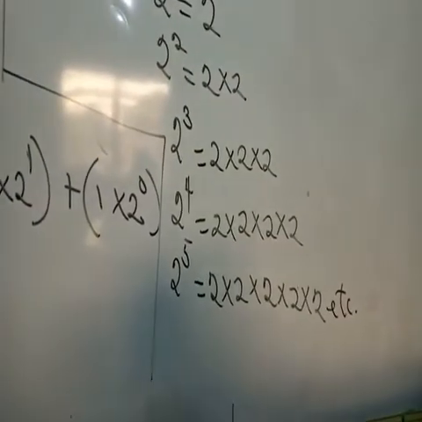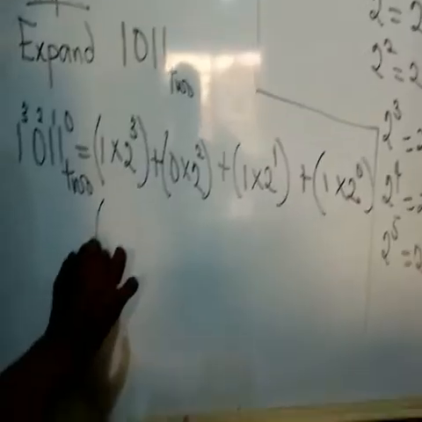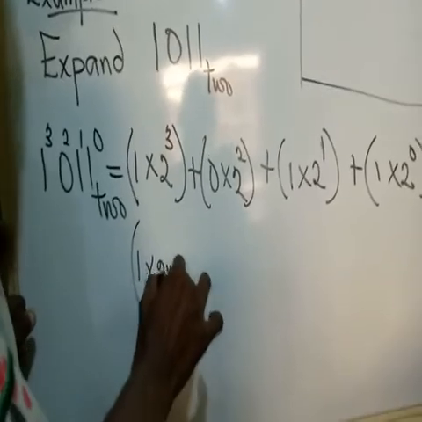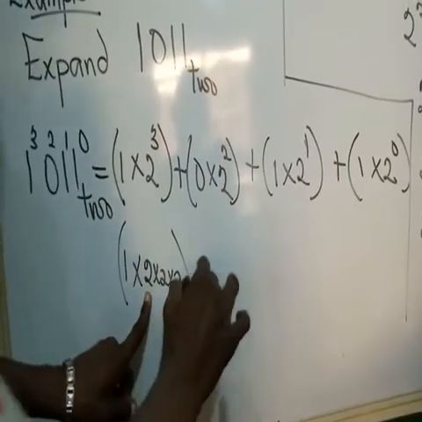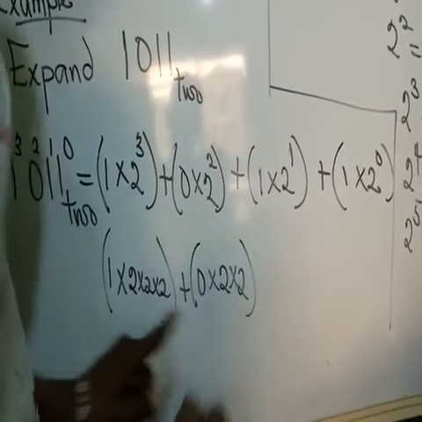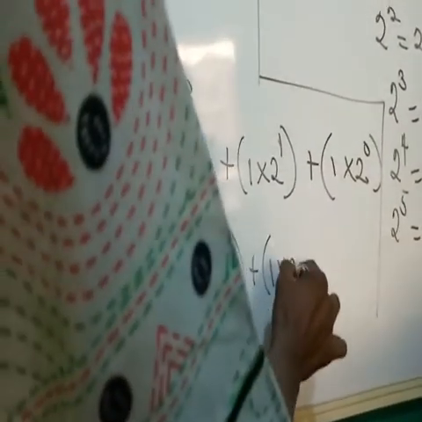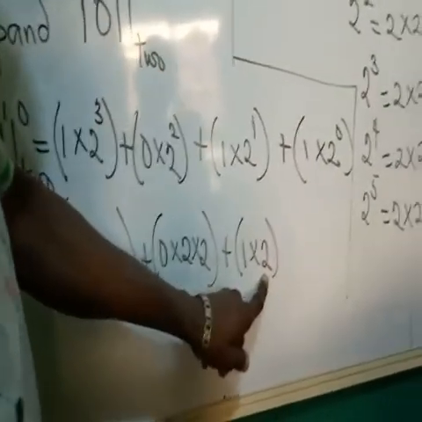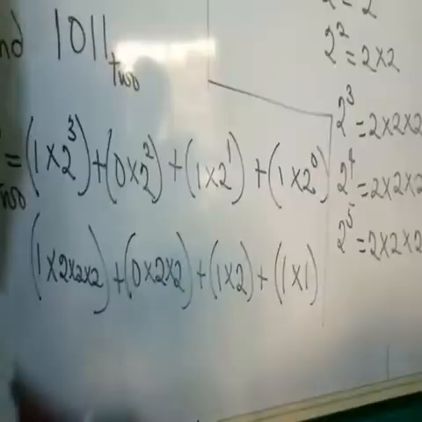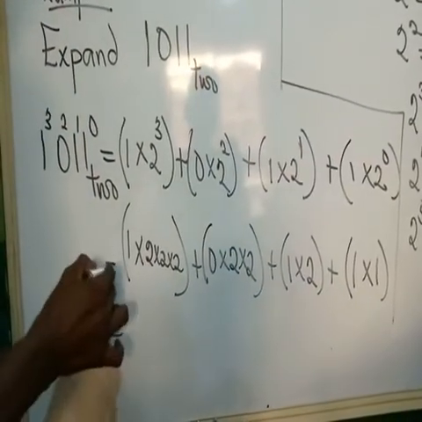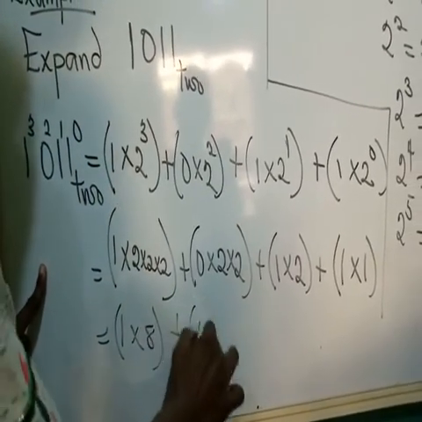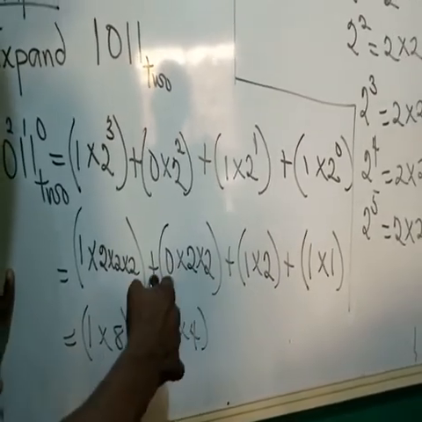You understand? So, when we have this thing, it simply means 1 times what? 2 raised to power 3. 2 times 2 times 2. Like that. Plus 0 times, in 2 places, 1, 2. Like this. Plus 1 times 2, just in 1 place. That's why I wrote 2 here. Then plus, this one is 1 times 1. I hope that's clear. Then the next thing is what? 1 times 8. Plus 0 times 4. This is 2 times 2 times 0.